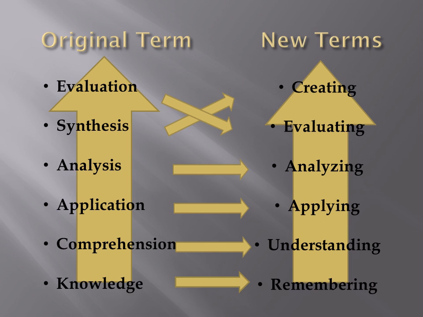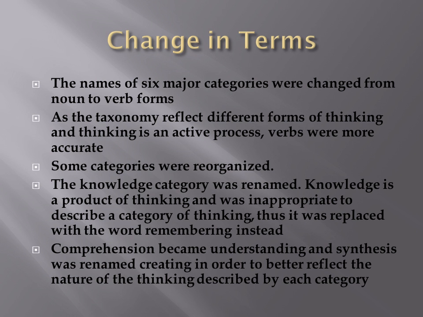You will notice that on the new terms, creating and evaluating have switched places with the original levels. Evaluation was originally at the very top level, the 6th level. It is now the 5th level in Bloom's revised taxonomy. Most of the changes that we're seeing with the revised is basically a change in terminology. There are the 6 major categories, and we basically changed the title of each category from a noun to a verb form.